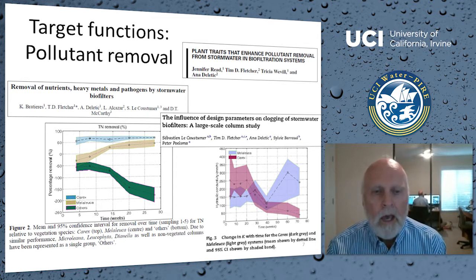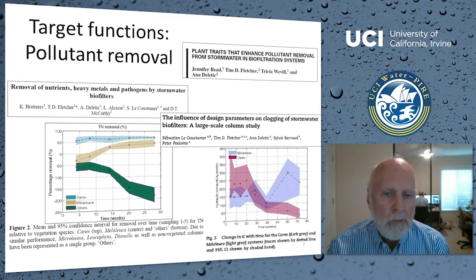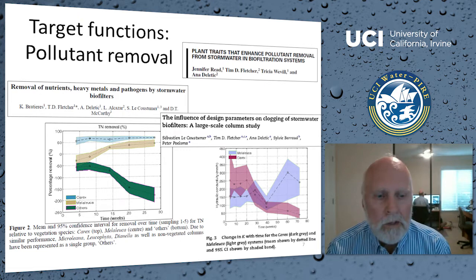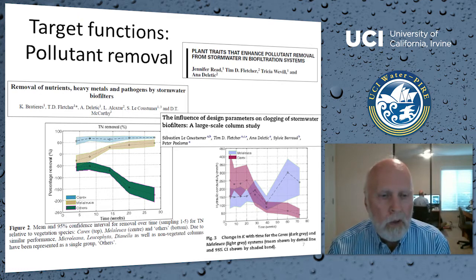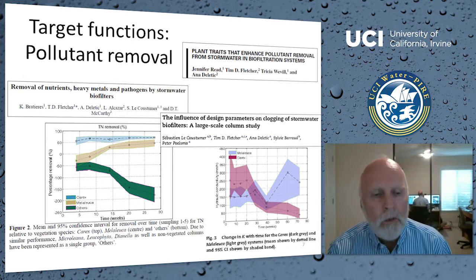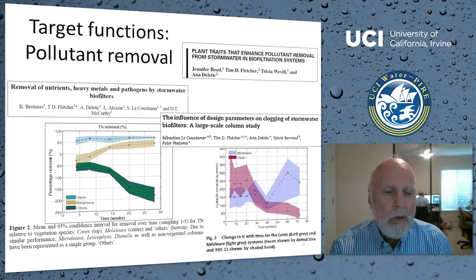So in terms of the target functions for pollutant removals, there have definitely been some studies that have looked at how specific plants differ in their ability to remove pollutants. And so here's just some examples of the papers that are relevant to this. And I have on the left, the lower left here, that graph shows nitrogen removal with different species. The blue bar, or the envelope at the top, is Carex. The tan one is Melaleuca, and the dark green one is all the other species. And you see Carex is the best over time in terms of the highest nitrogen removal.